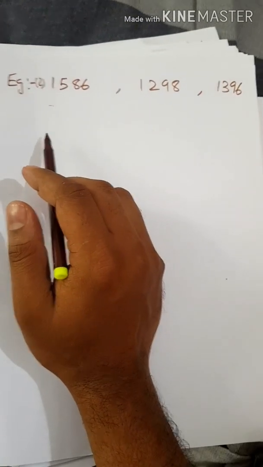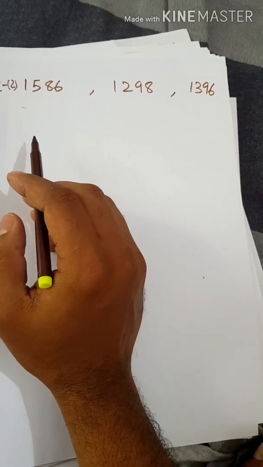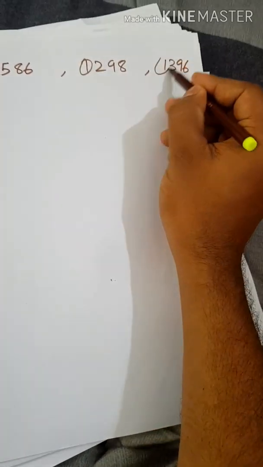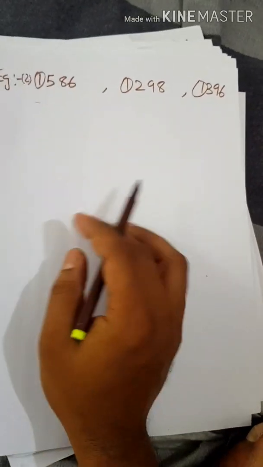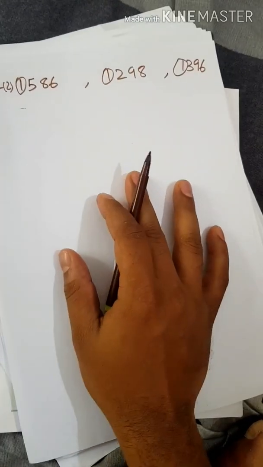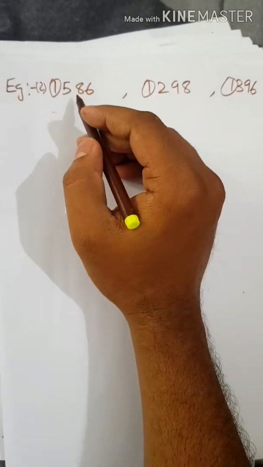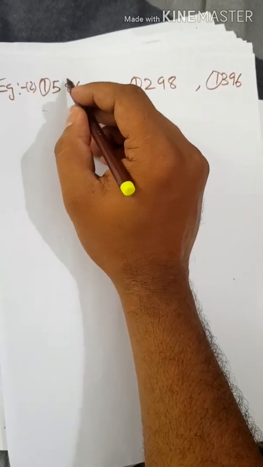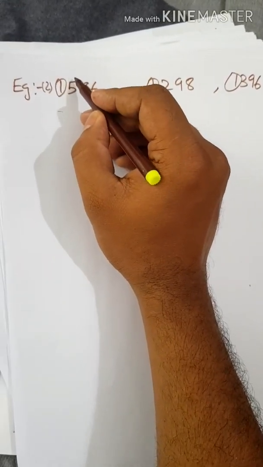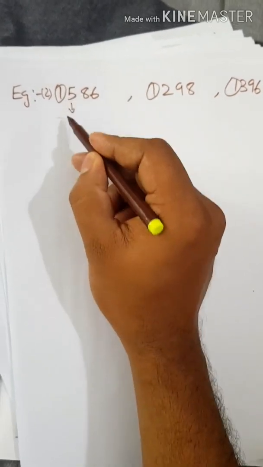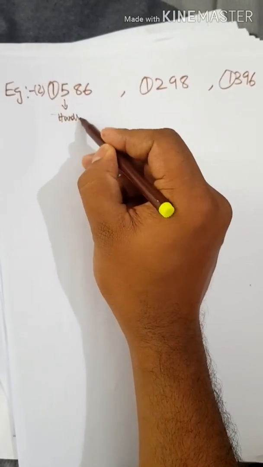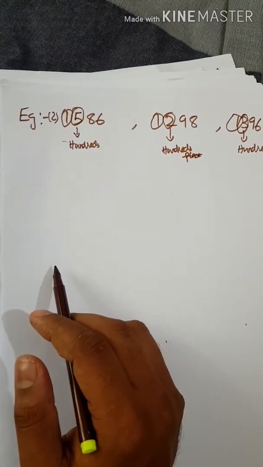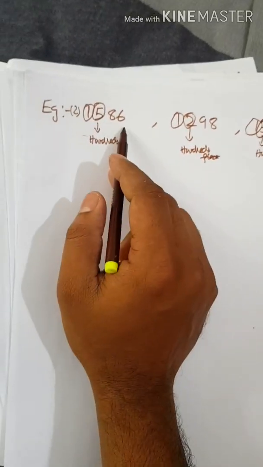Here also you can see all the digits in the thousands place are 1. So let us move to the next place value. What is the next place value? Here it is hundreds. First place thousands, and after that hundreds. Here 5 is there. This is the hundreds place value, and next one. These are the hundreds place.